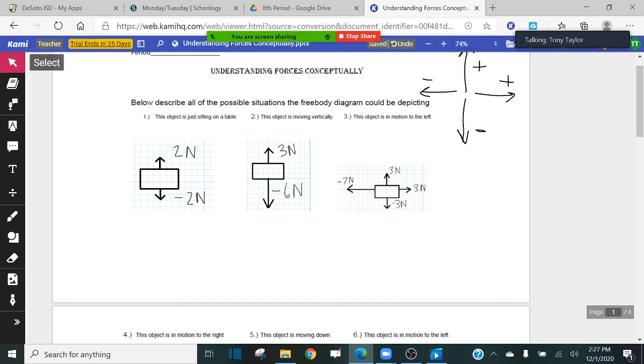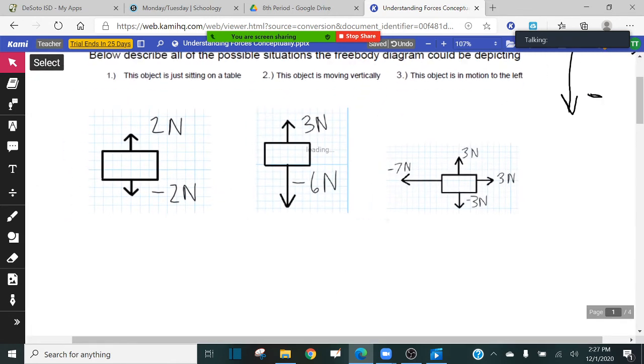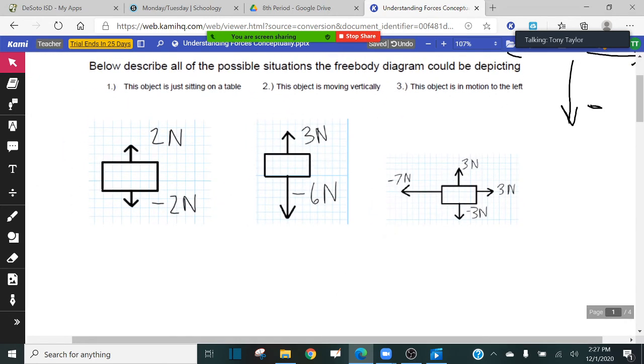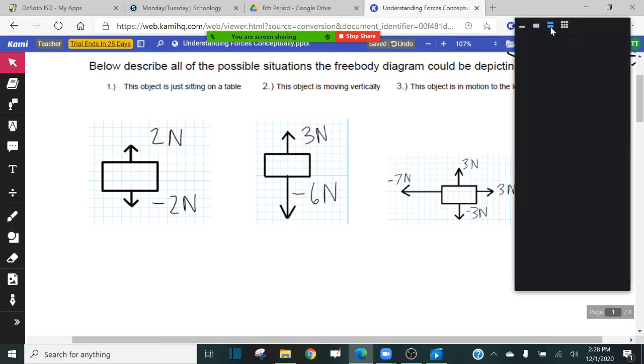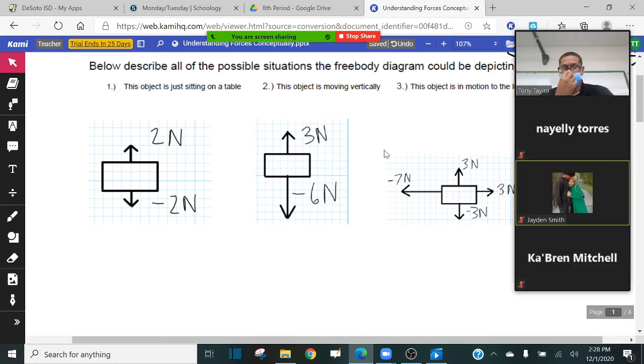Okay, on number 2, again, the question says, describe all the possible situations the free body diagram could be depicting. On number 2, we're told this object is moving vertically. You guys know what vertically means. So an object moving vertically could mean one of two things. It could either be moving up or it could be moving down.